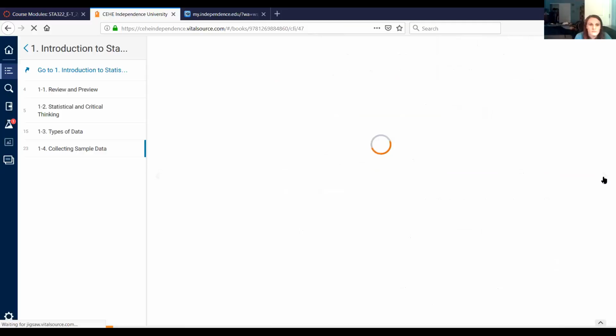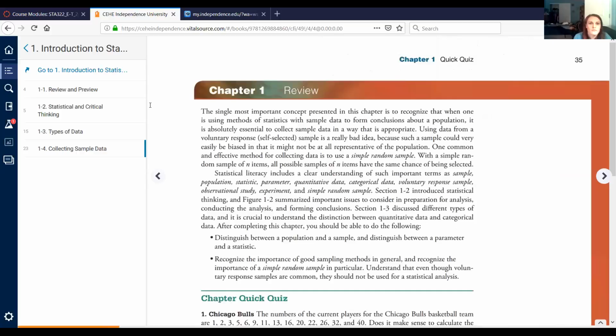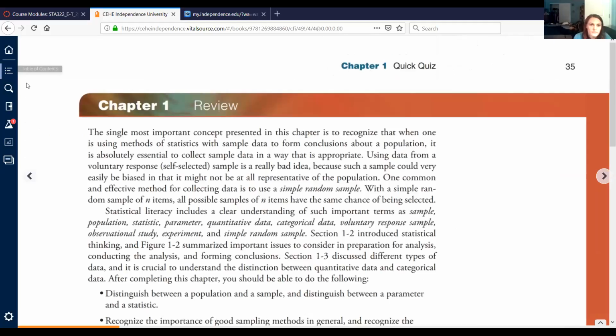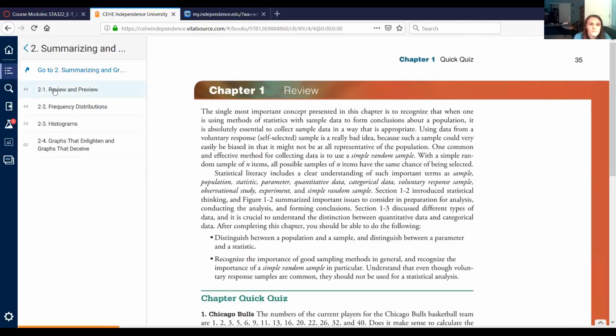Okay, let's keep on running. All right. So let's quickly go to chapter 2 and look at graphing.